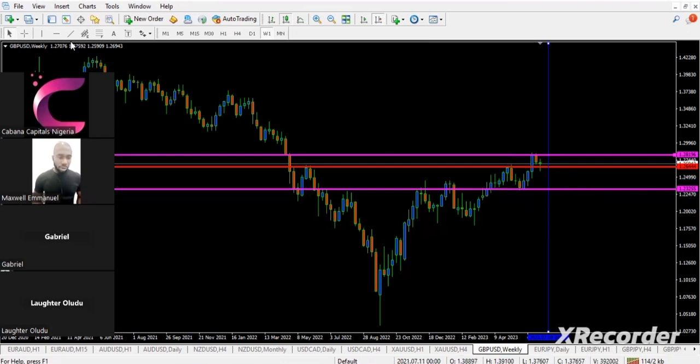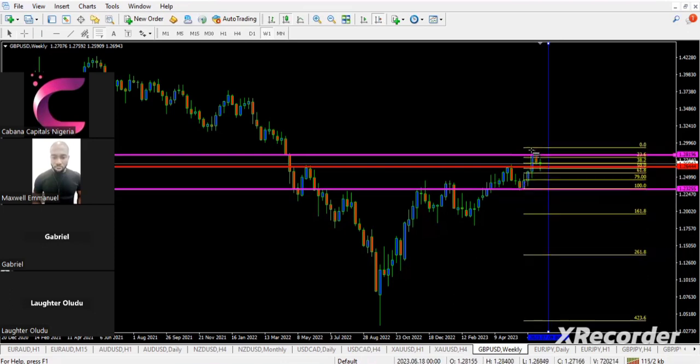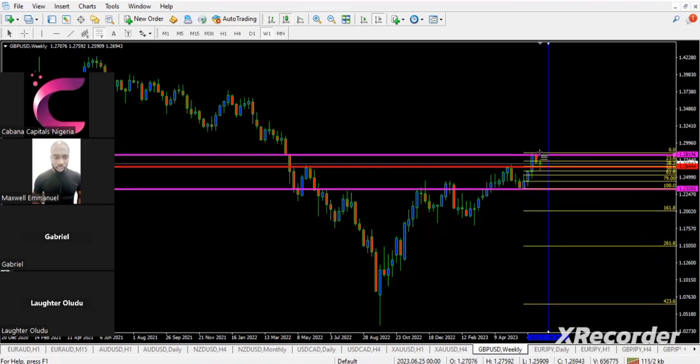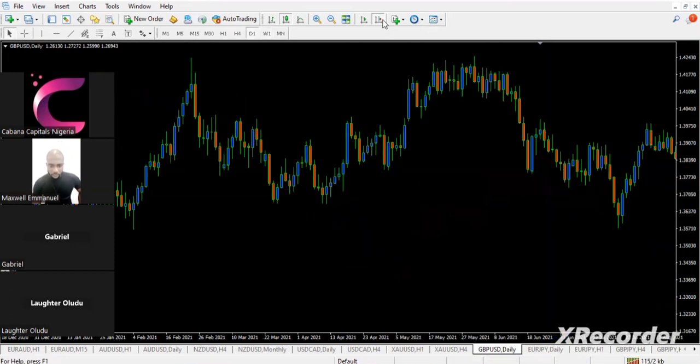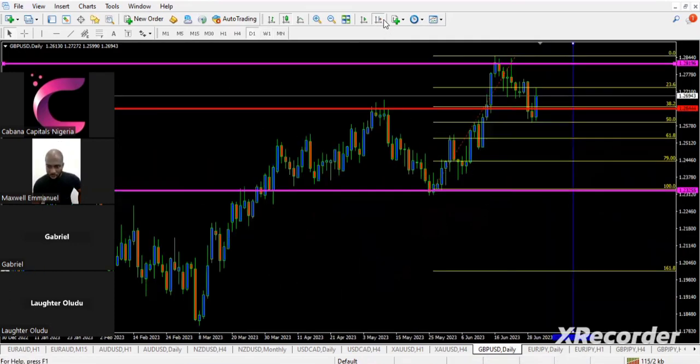If you apply your Fibonacci from this swing low to the swing high, this is weekly time frame. Let's go to daily. So you can see what we have on daily. We should expect GBP USD to drop to this level, and it's likely going to break this support. That's my expectation on GU this week.